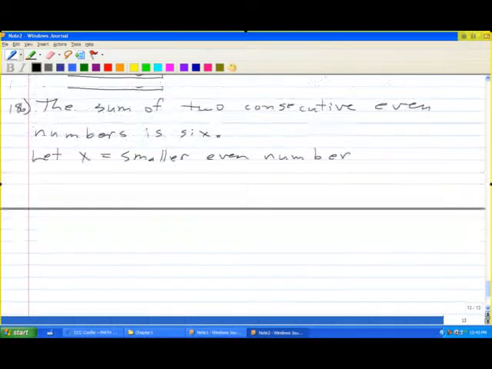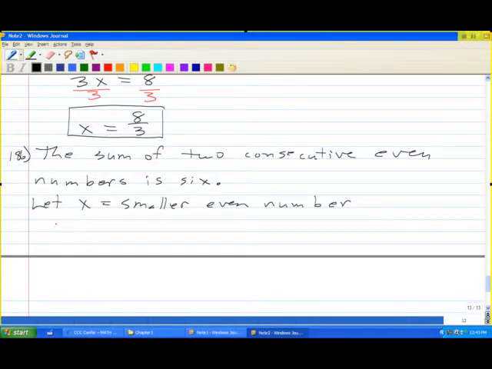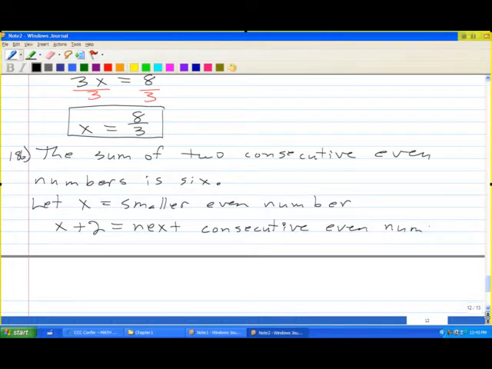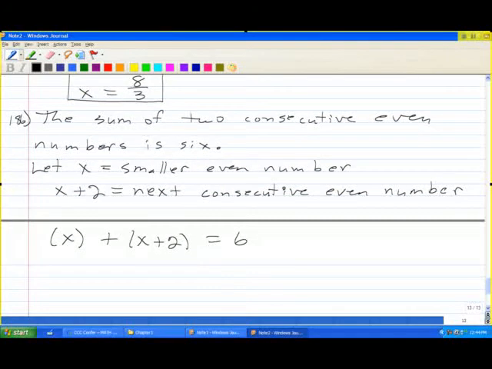And so it's an even integer, so the next consecutive one is x plus 2, the next consecutive even number, integer. And so I want the sum of these two consecutive even integers to equal 6. Let me get rid of the parentheses. Combine like terms. x plus x is 2x. And now let's solve for x.